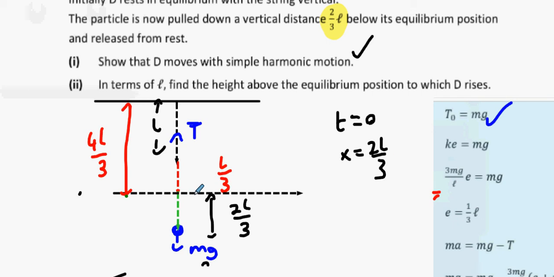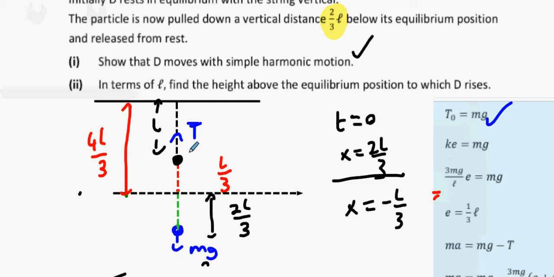How far out the other side do we have to end up before the string goes slack? We have to travel 2L over 3 to get to the equilibrium position, and then we travel another L over 3 until the tension is gone. I would say that that is an x value of minus L over 3 because it's out the other side of the equilibrium position. Does that make sense? The x value refers to your position compared to the equilibrium position. Currently, if you're below, that's a plus x value, and if you're above, that's a minus x position. Is that okay?